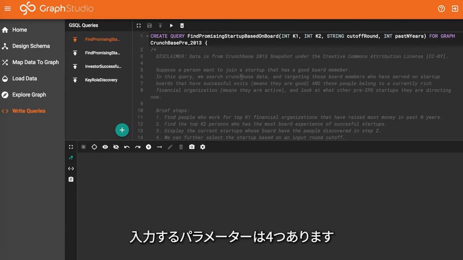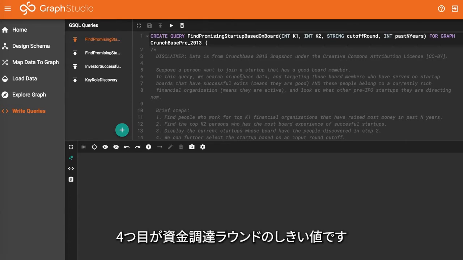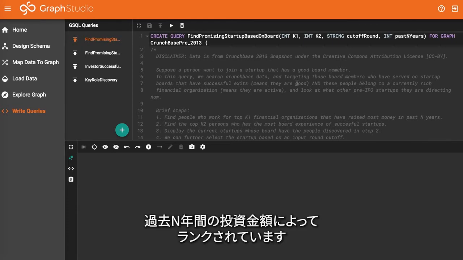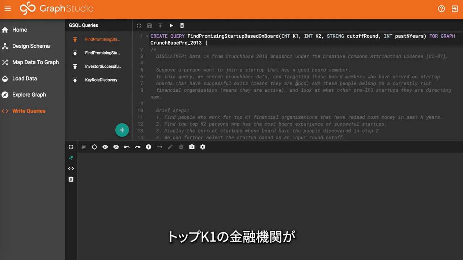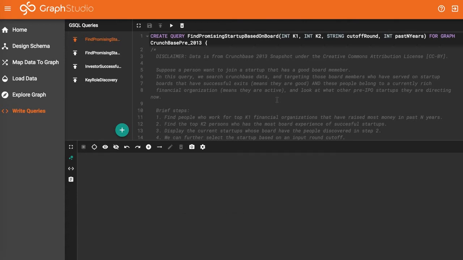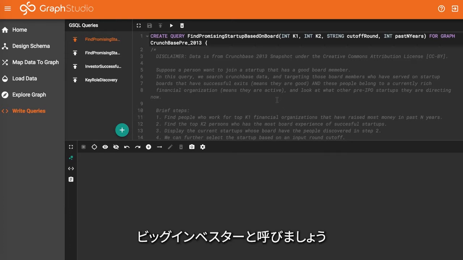There are 4 input parameters, 3 of them integers, n, k1, k2, which we'll talk about later, and an investment funding round threshold. First, we find the top K1 financial organizations, ranked according to the amount of money invested in the last n years. So there are 2 of our integer parameters. Then we find all the persons who work for one of those top venture capital firms. Let's call these persons big investors.